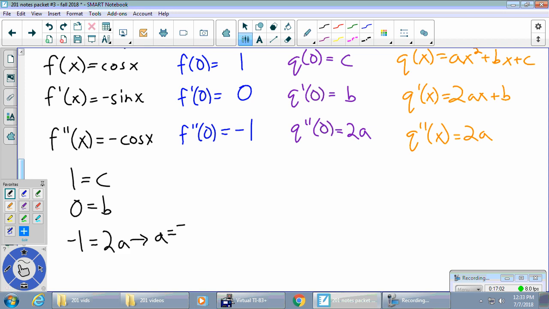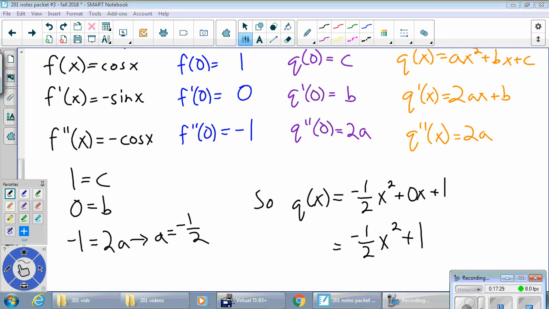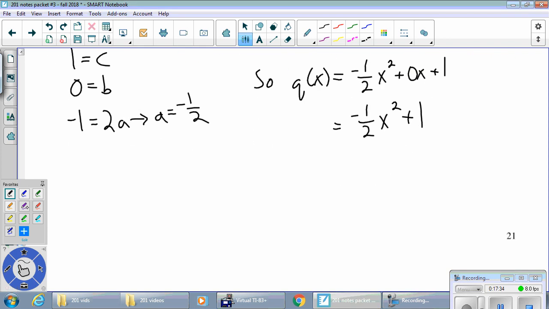So that means that a is negative 1/2. And so then our final answer here is that q of x is equal to negative 1/2 x squared, plus bx, I'll write it even though we don't need it, plus c. And now I won't write it, negative 1/2 x squared plus 1. And then finally, we'll use this to estimate cosine of pi over 12. Cosine of pi over 12 is hopefully close to q of pi over 12.